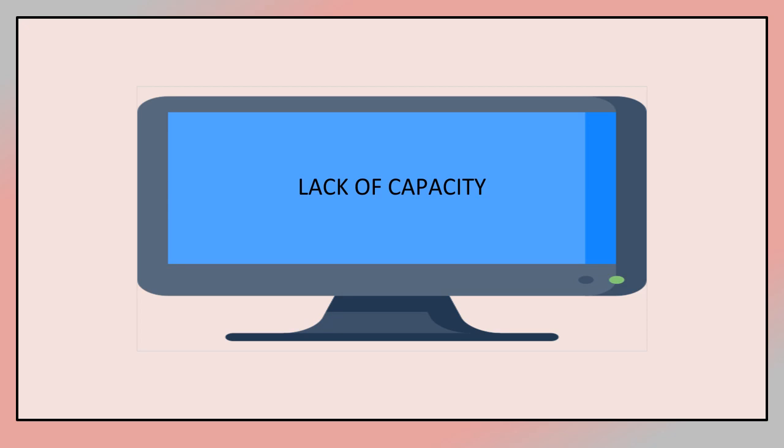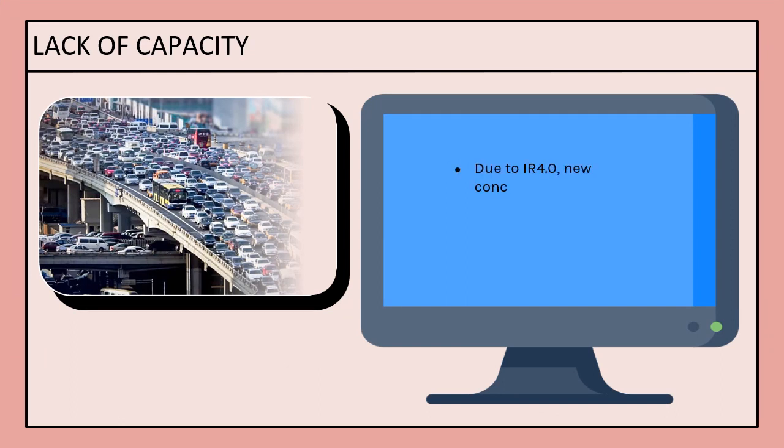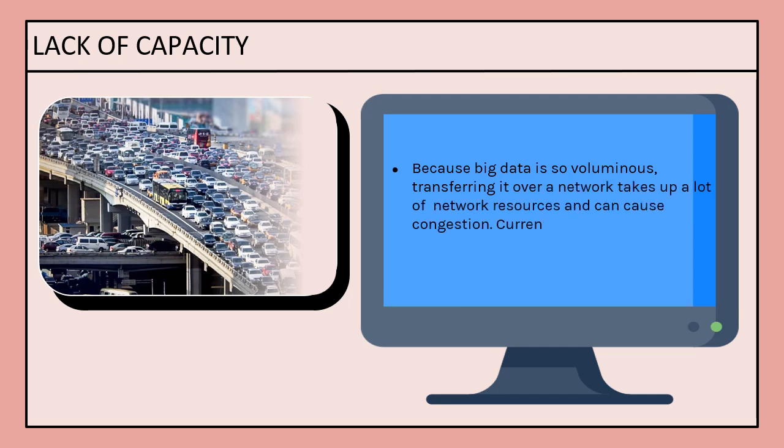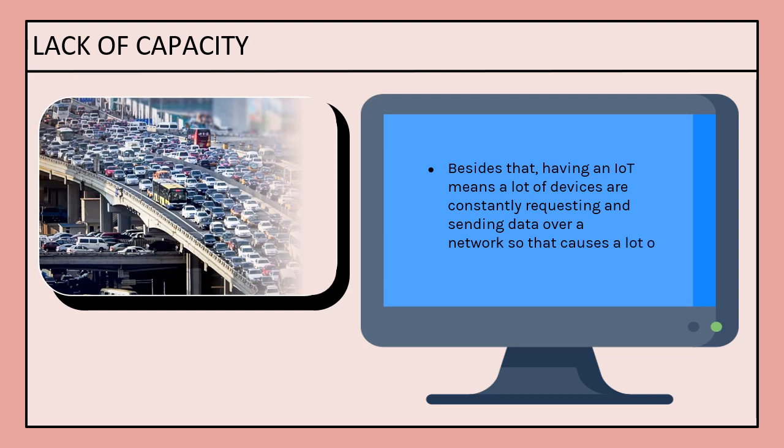Next, lack of capacity in computer networks. Due to IR 4.0, new concepts like big data and Internet of Things have been introduced. Because big data is so voluminous, transferring it over a network takes up a lot of network resources and can cause congestion. Current network architecture simply isn't enough. Besides that, having Internet of Things means a lot of devices are constantly requesting and sending data over the network, so that causes a lot of network traffic too.